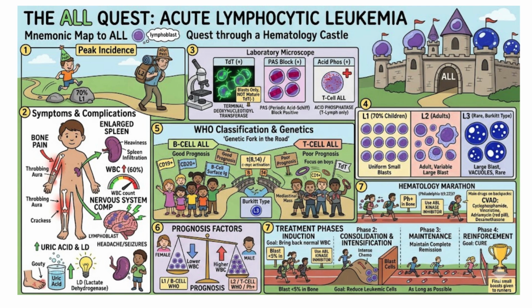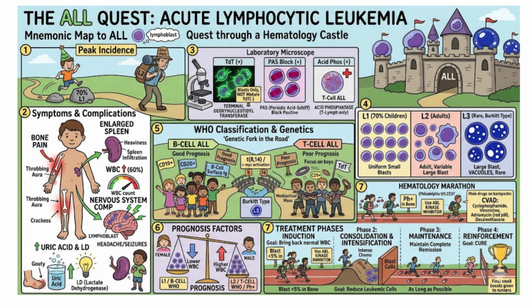Moving from symptoms to laboratory diagnosis, the image utilizes a microscope section to detail specific cellular markers. Terminal deoxynucleotidyl transferase, commonly known as TdT, is shown as a positive marker for immature blasts but remains negative in mature cells. The presence of T cell lineage is identified through a positive acid phosphatase test, while the characteristic periodic acid-Schiff block positivity reveals the presence of vacuoles within the cells. These diagnostic markers naturally lead into the morphological classification systems.